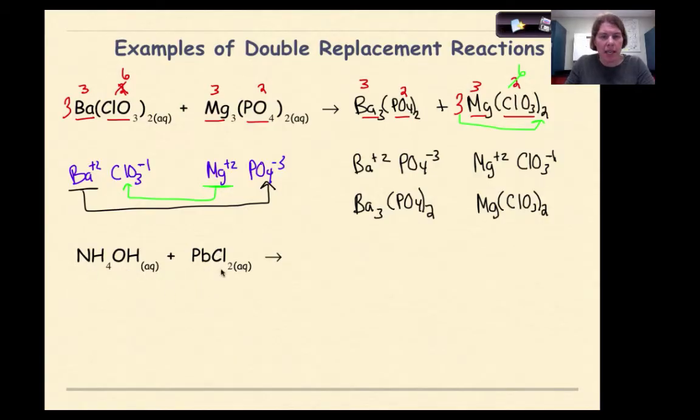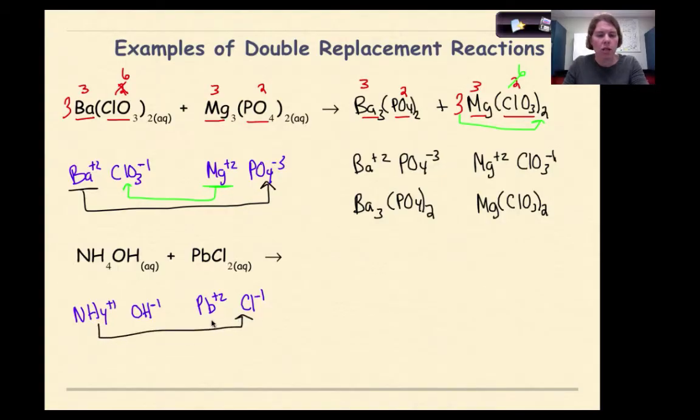Ammonium hydroxide and lead 2 chloride. Now you've got to be really careful here because you have 2 polyatomics occurring. We're going to have NH4 plus 1, OH minus 1, Pb plus 2 because I'm going to uncrisscross that, and Cl minus 1. I take my ammonium and now that's going to go with the chlorine, and I'm going to take my Pb plus 2 and that's going to go with the hydroxide, and I'm going to again pair them up next to each other to make sure that I can crisscross them correctly.